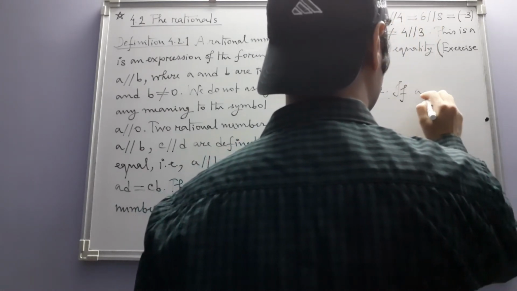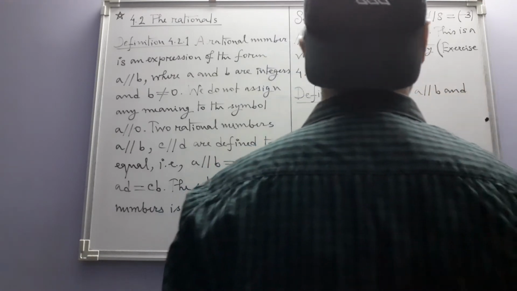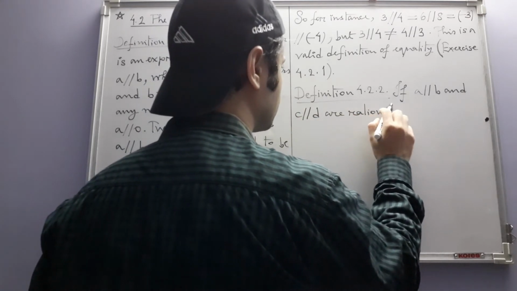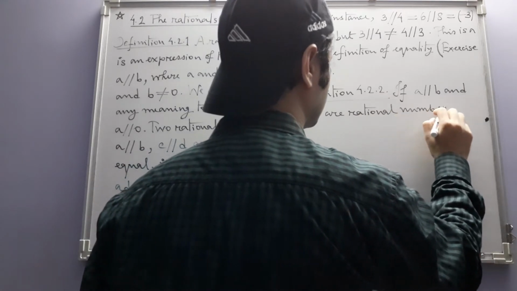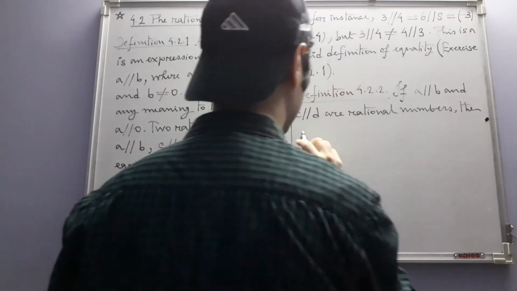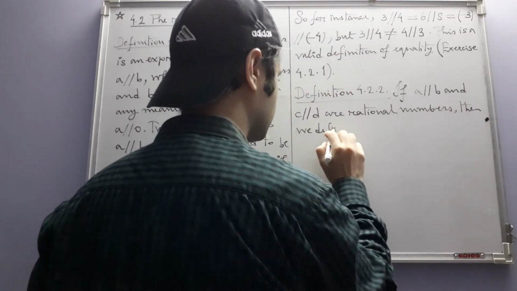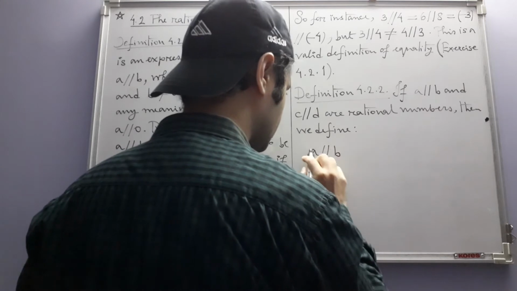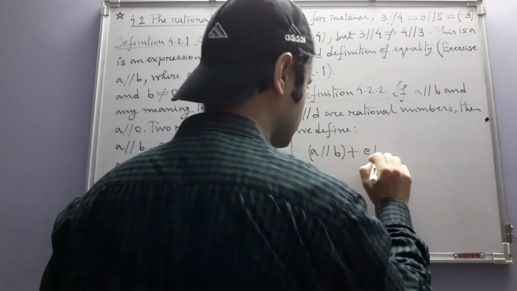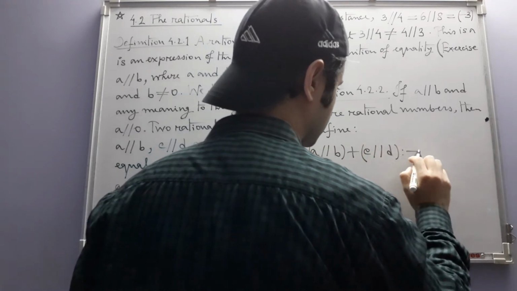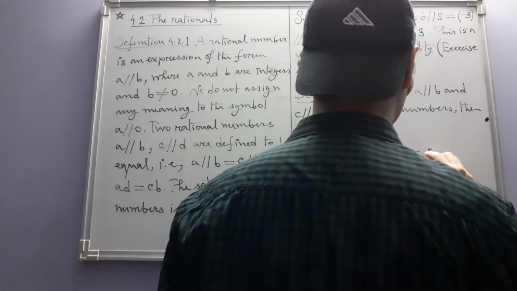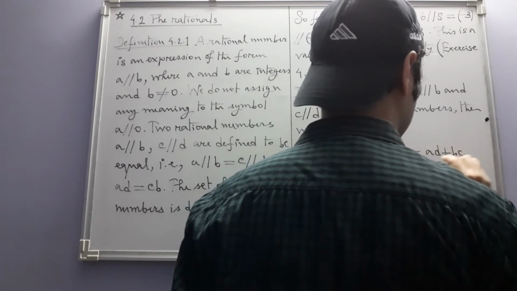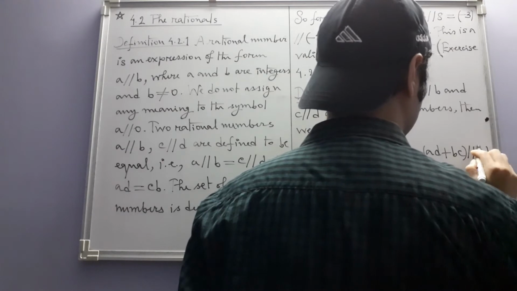If A by B and C by D are rational numbers, then we define the sum of A by B and C by D to be the rational number (AD plus BC) by BD.